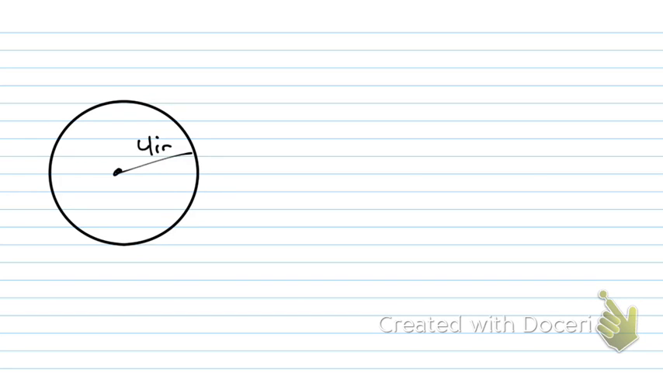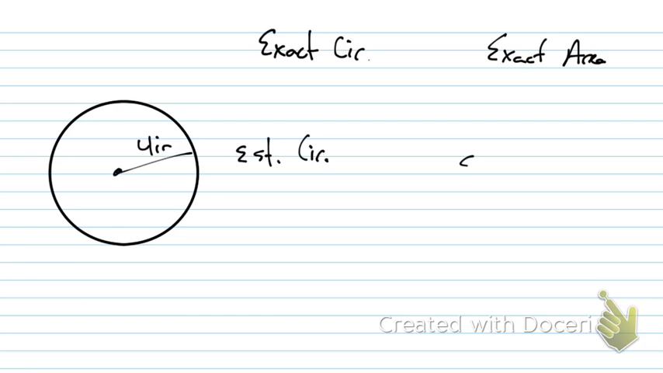So let's look at some of the problems you'll be solving tonight. You could be given a circle, and let's say the radius is 4 inches. I'm going to require you on the first 9 problems of homework tonight to give me 4 answers for this. Here are your 4 answers. You're going to give me the exact circumference, an estimate of the circumference, an exact area, and an estimate of the area. And I'm going to show you what I mean by that.